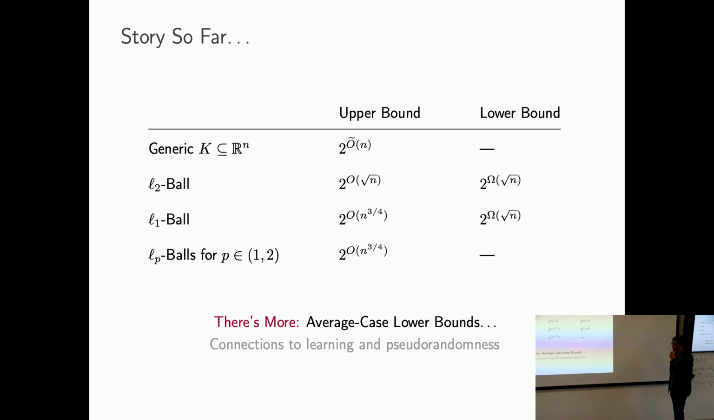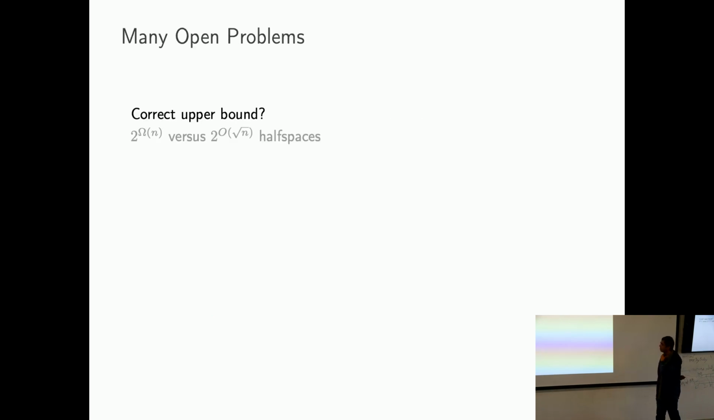And there's more in this paper. We actually show some average-case lower bounds, which are like correlation bounds in the Boolean world. There are connections to learning theory, weak learning lower bounds, and pseudo-randomness. But since I'm short on time, I'm not going to say much about it.